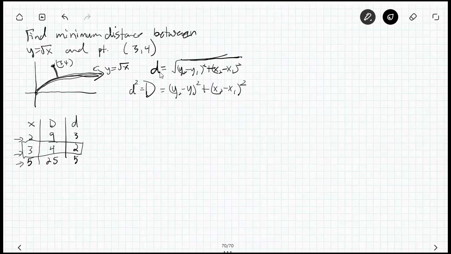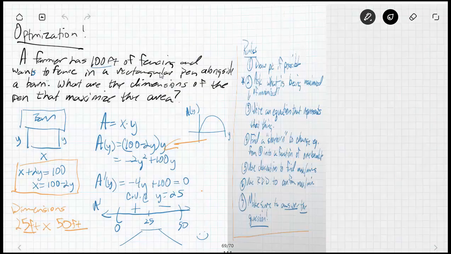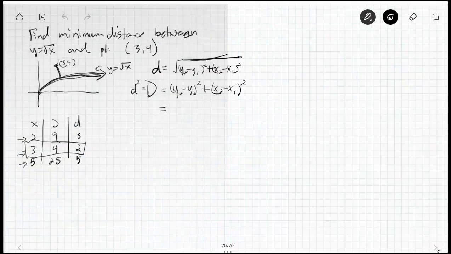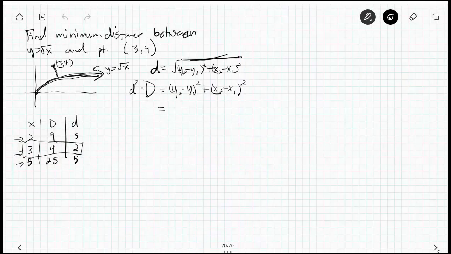I'm going to plug in some points and look at what's going on here, if you don't mind. So D is, in other words, I'm going to work through the stuff that we talked about in this list. I'm a little tongue-tied this morning. Not enough caffeine, I guess. All right, we already asked what's being maximized. Write an equation that represents that thing. Done. Find a shoehorn. Well, let's stumble back over here and see about our shoehorn.